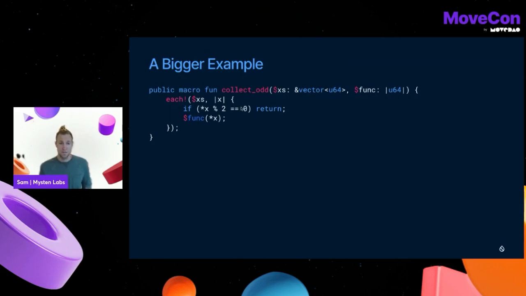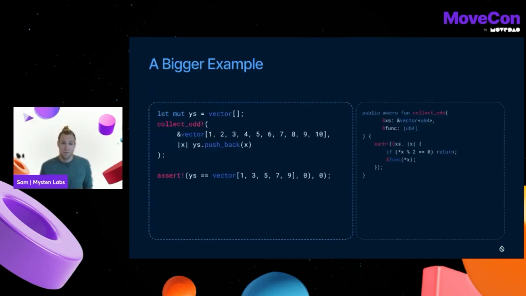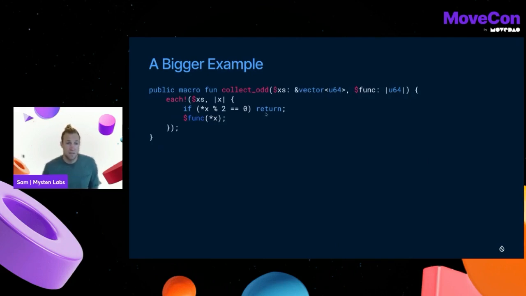If x mod 2 is 0, we break out of the lambda, and otherwise we call the function on x because we know that it's odd. Something important to note here is that this return, where is it returning to? We certainly don't want it to return from collect odd, and we also don't want it to return out of the each macro. We just want it to return out of this lambda itself, and then that'll have the semantics we want of advancing to the next element of the vector and applying the function there also.